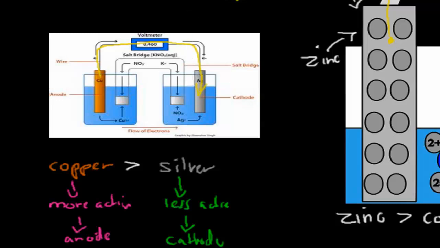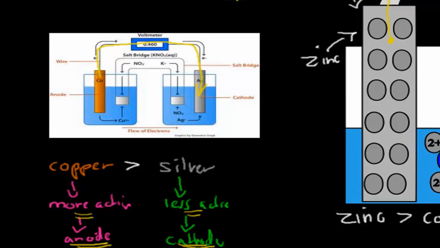So the electricity always goes from anode to cathode, and your more active metal is always your anode, and your less active metal is your silver. And if you can't remember how to figure out which ones are more active and which ones are less active, a couple of years back I talked about how you can figure that out, and I'm also going to talk about it again in a couple of years' time as well.